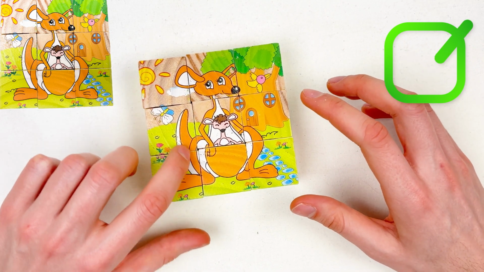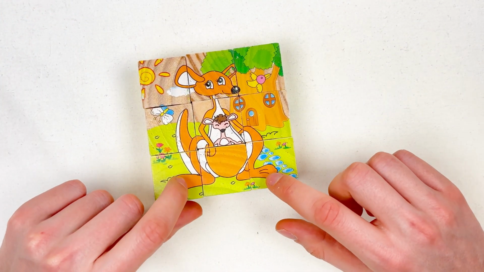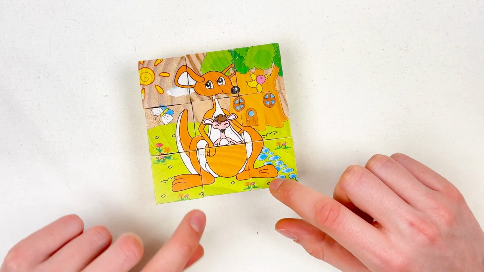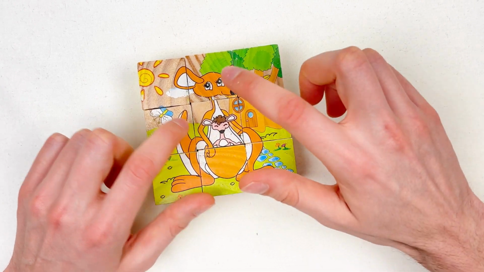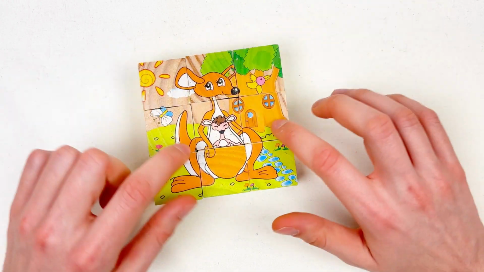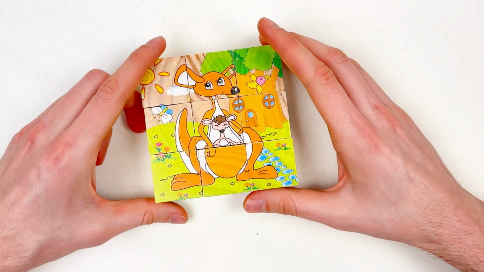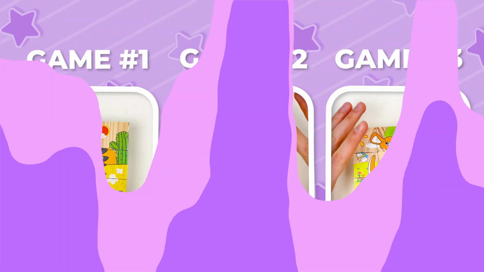So here we have the tail of the kangaroo. And here's the left leg, left foot, and right leg. Here is the baby kangaroo, the mama kangaroo, the bird, and the house of the kangaroos. Great, well done. See you in the next video.